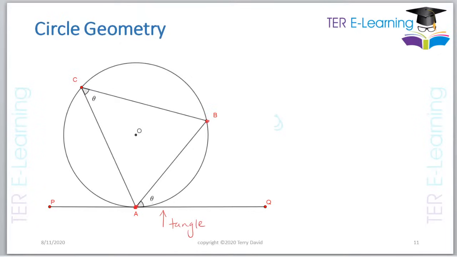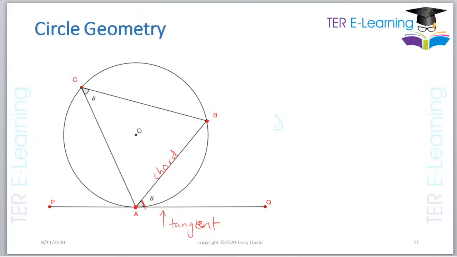Then you have a chord. A chord is involved. So this is a chord, C-H-O-R-D. So AB is a chord. Oh, what did I write here? Oh, this is a tangent. I don't know what I was writing, tangle. So this is a tangent, and the line AB is a chord. Between the tangent and the chord, I'm going to get an angle, and that angle here we're calling theta.